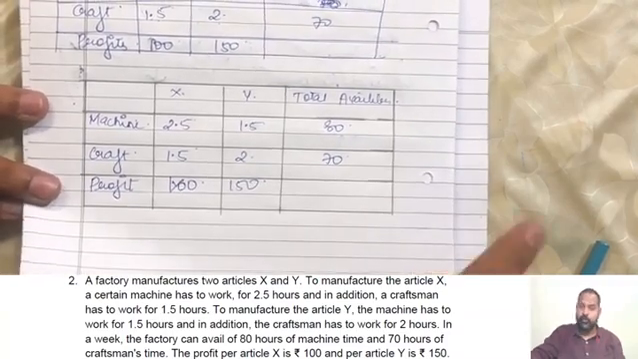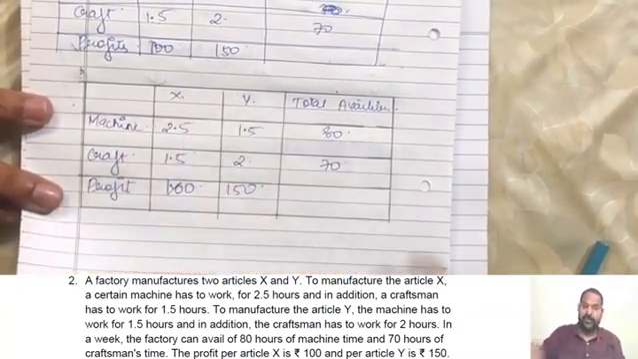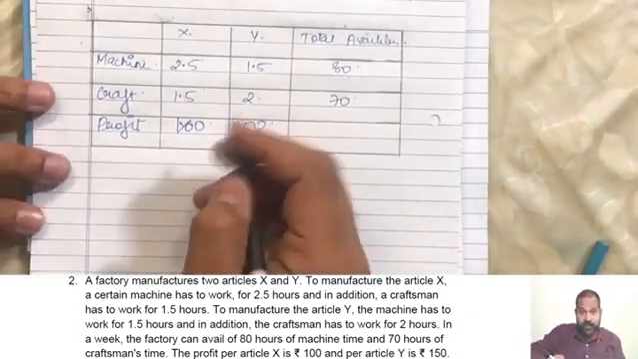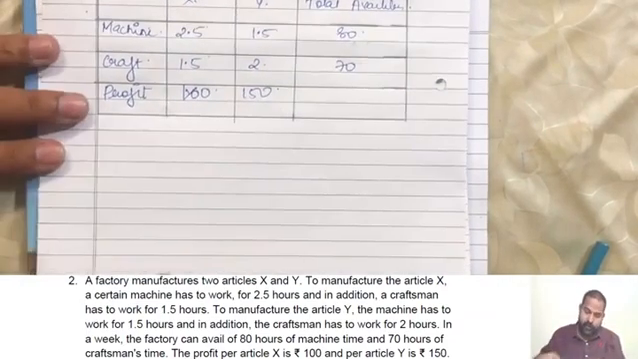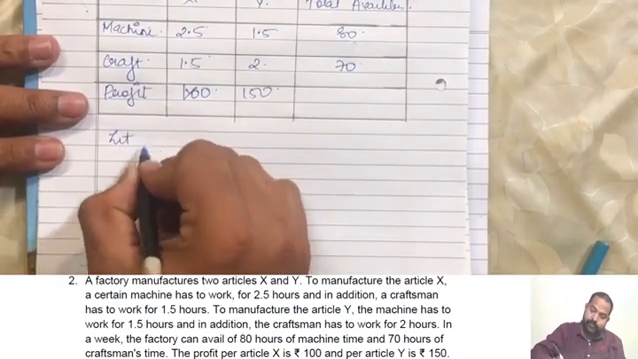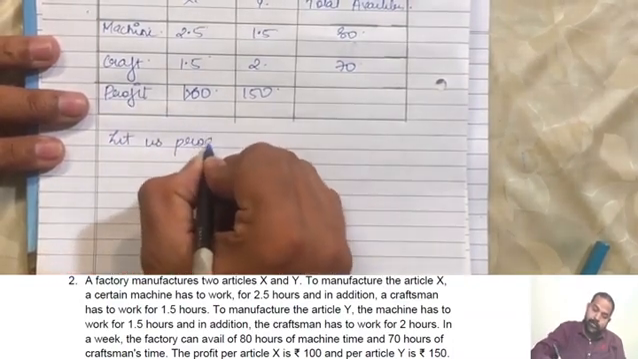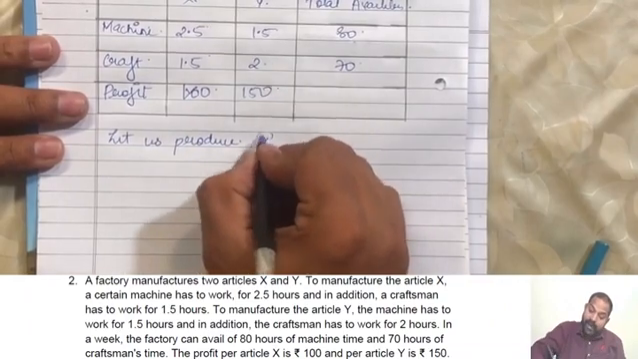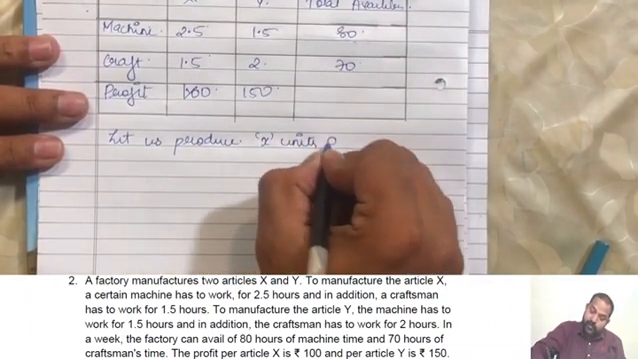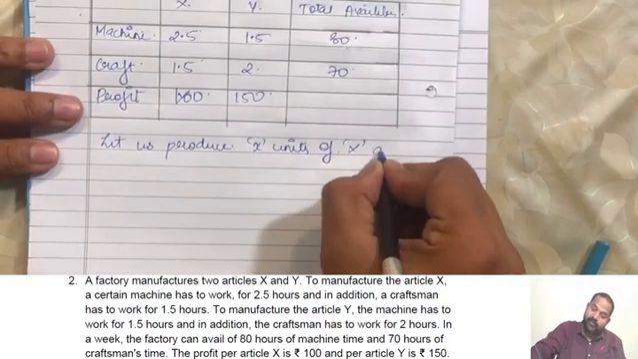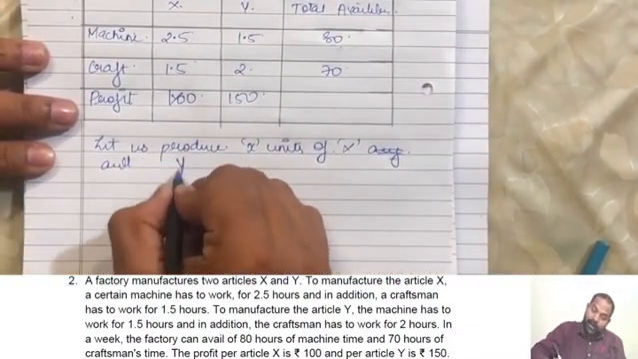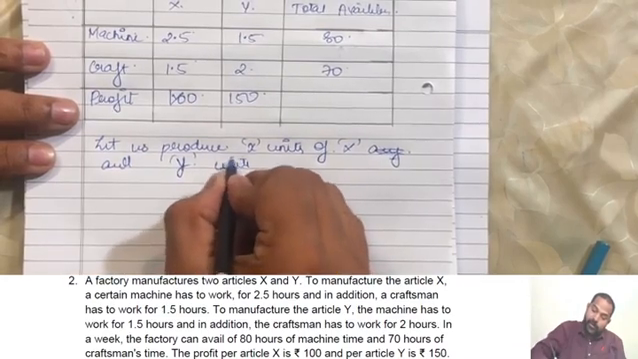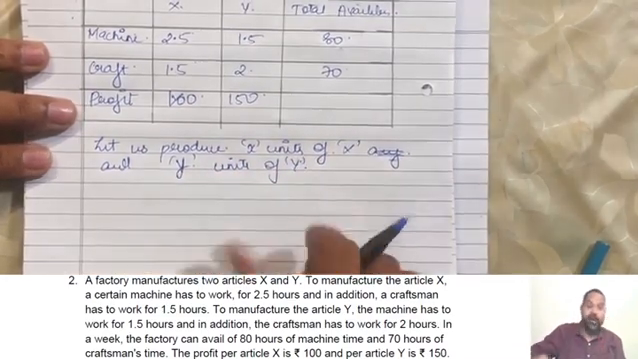What do you want me to do? You want me to maximize the profit of X and Y? So I'm going to start off by saying, and this is only one question where I'm writing so much detail. Later you will have to write it down yourself because I don't want to waste time writing. We are going to say, let us produce X units of article X and Y units of article Y.